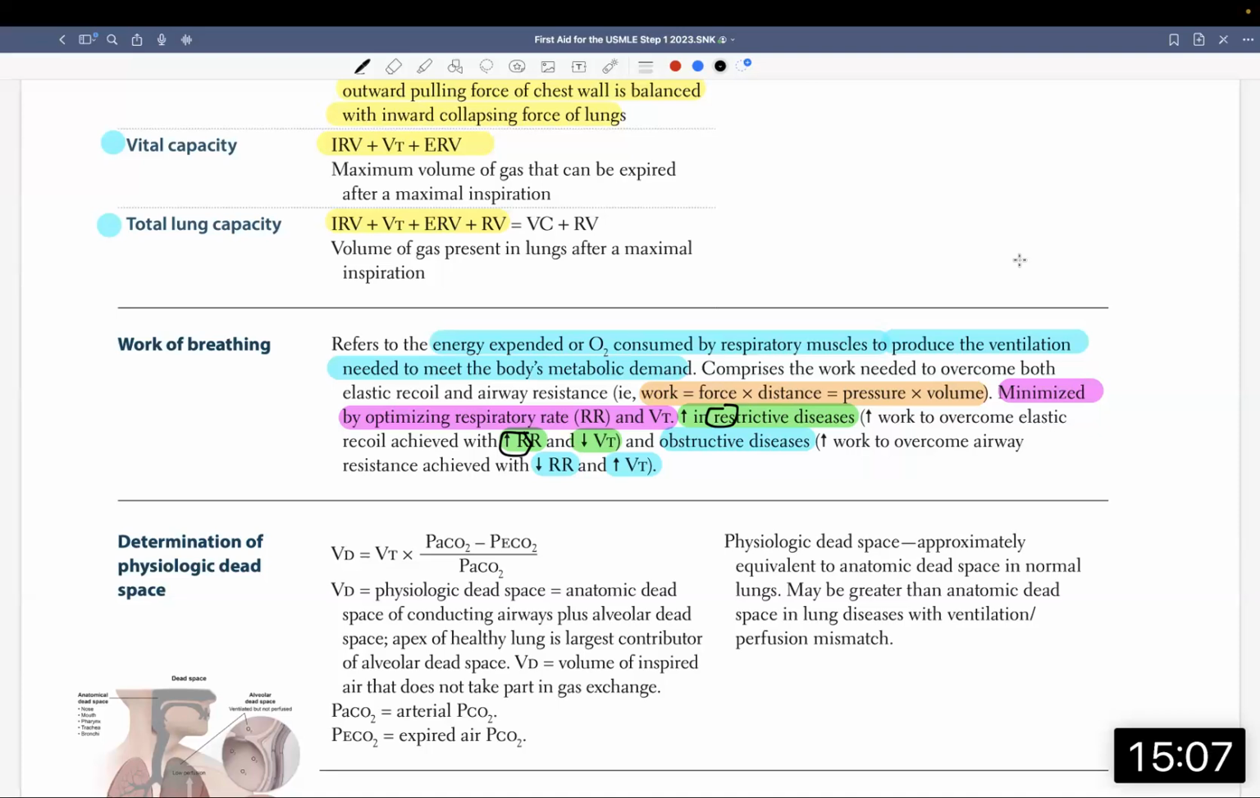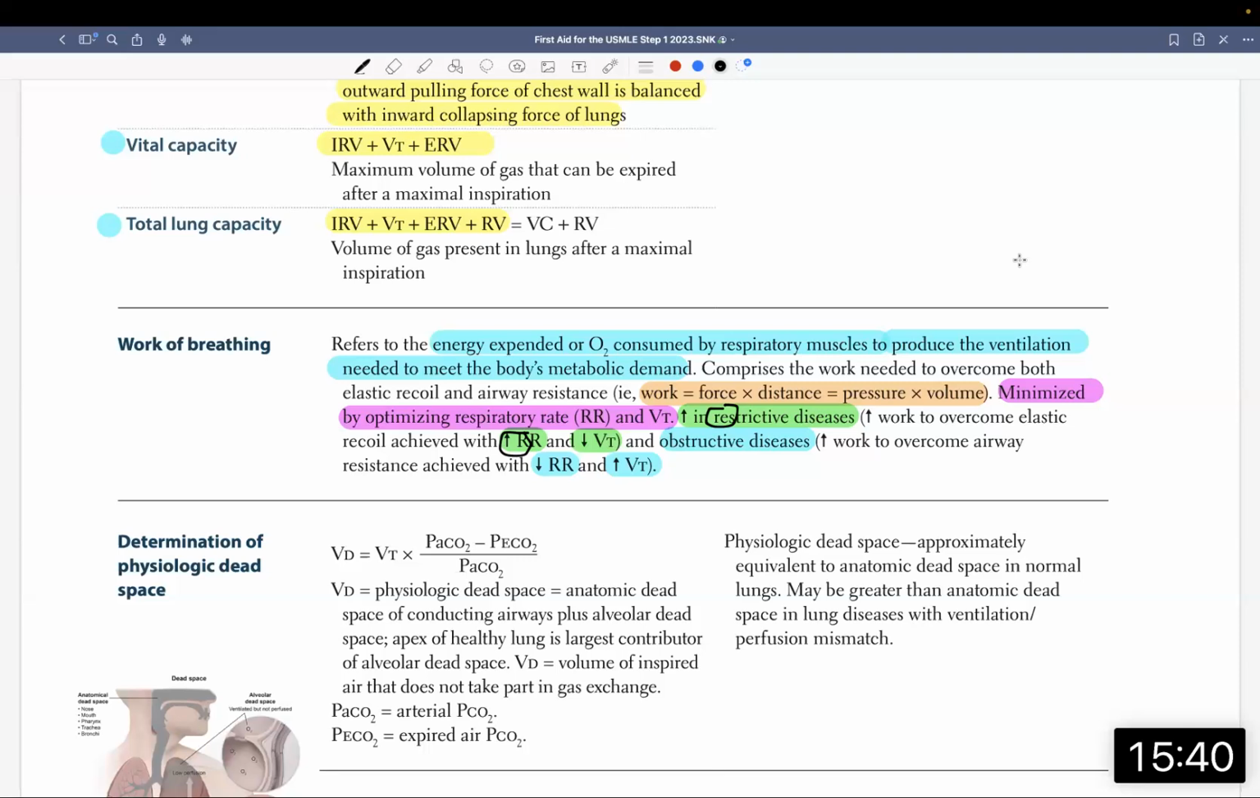So in obstructive diseases, basically, there is increased work to overcome airway resistance, which is achieved if we are pink puffers, so they purse their lips. So respiratory rate will be decreased, but the tidal volume will be increased. But in restrictive, the work of breathing is increased because it's a rapid shallow breathing. Respiratory rate will be increased, but the VT will be down.